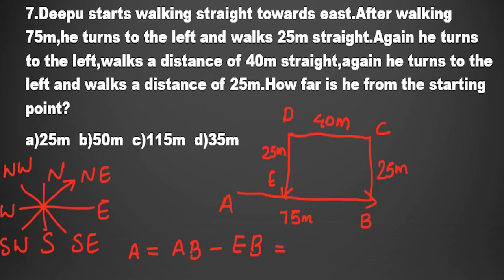That is equal to AB, which is given as 75, minus EB. EB is equal to CD, that is 40 meter. So it is equal to 35 meter. So the distance from the starting point to the final point is 35 meter. So the answer is D, 35 meter.